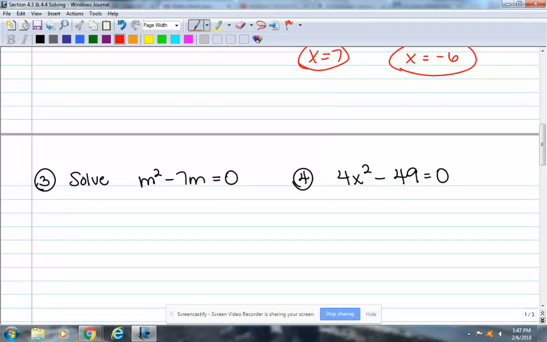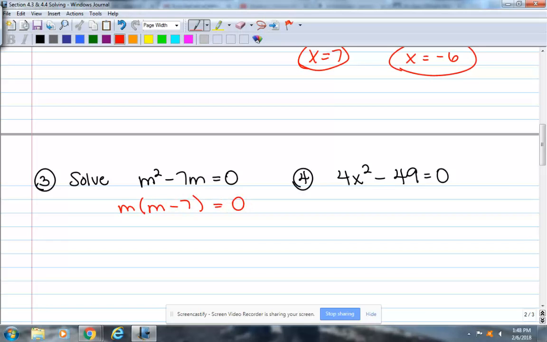How many terms does number 3 have? 2. Before I factored, I first looked for the what? The GCF. So ignore the equals 0. We're just looking at m squared minus 7m. What's the GCF right there? M. You just put the m. Parentheses, what times m makes m squared? M. Minus what times m makes negative 7m? 7. Minus 7. And now it won't factor anymore.